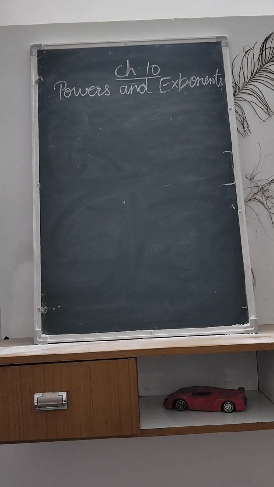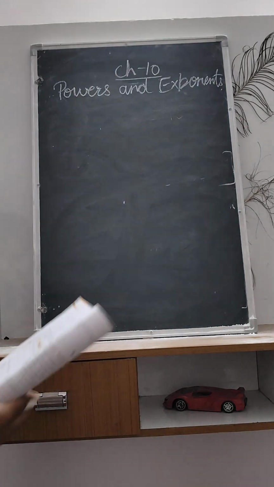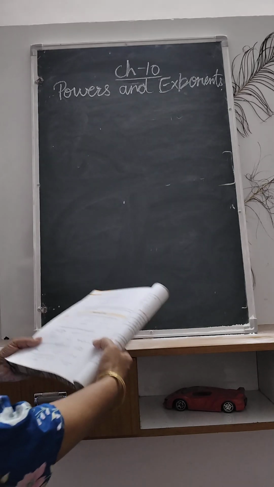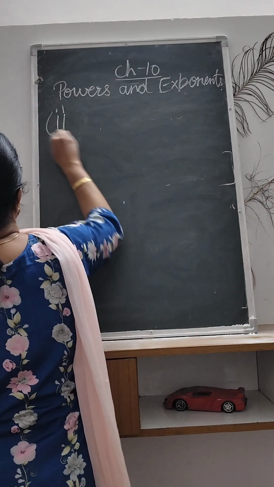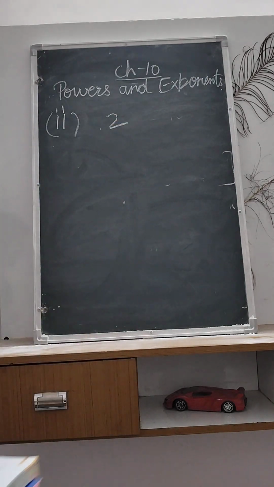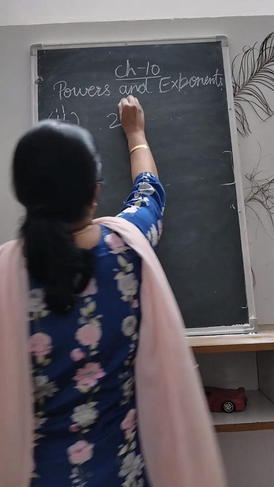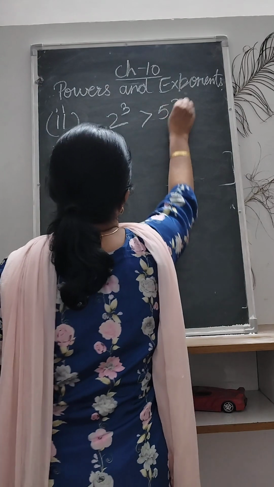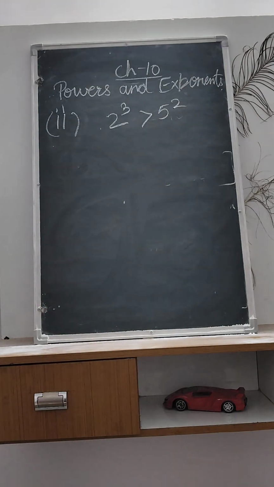Anji, second or third part? चलो second part करते हैं. Second part is written 2 raised to power 3 greater than 5 raised to power 2. ठीक है? Is it clear?